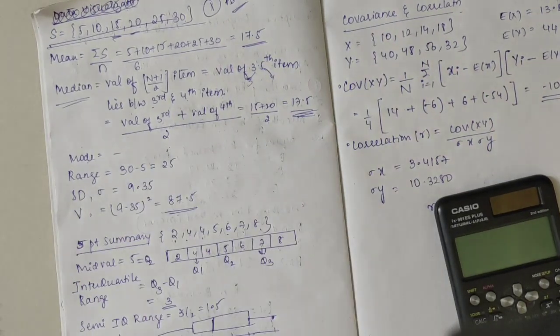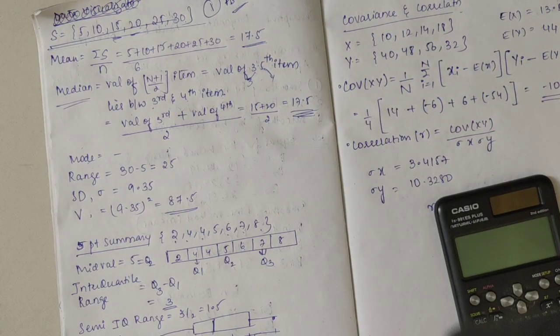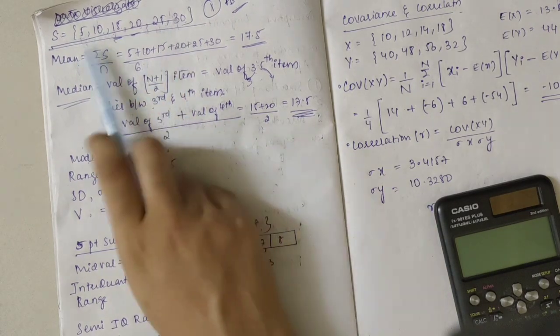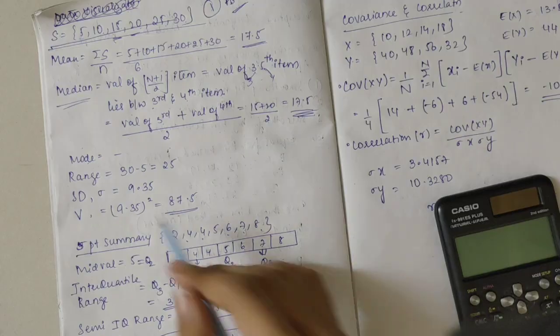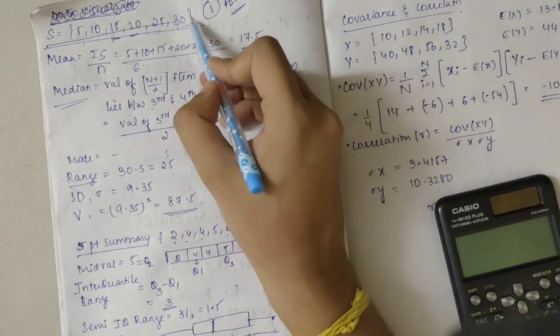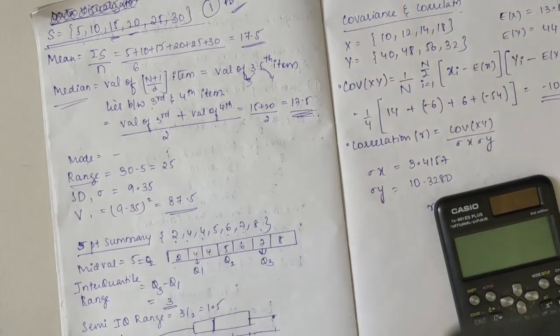Then we have mode. Mode is the number or the data which has occurred the most number of times. It has high frequency. Here there is no data which is repeated twice, thrice or n number of times. Then coming to range. Range is the maximum minus the minimum. I get 30 minus 5, which is 25.